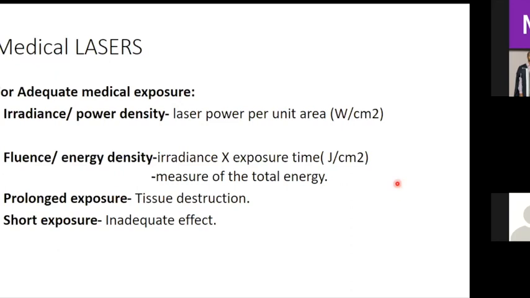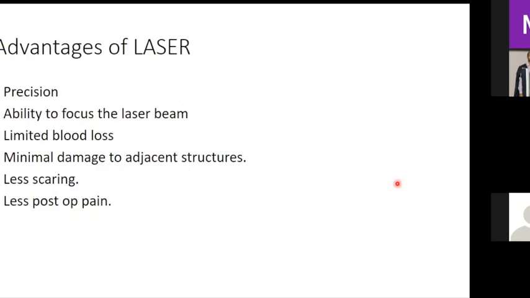So why is this laser advantageous? It's because it's precise. It has the ability to focus the laser beam. There's limited blood loss, minimal damage to adjacent structures, less scarring, and also less post-op pain. So as much as it might be dangerous for the patient, it's also very beneficial for them because of these things. Before we apply the laser on the patient, we need to anticipate what will happen when we apply it.